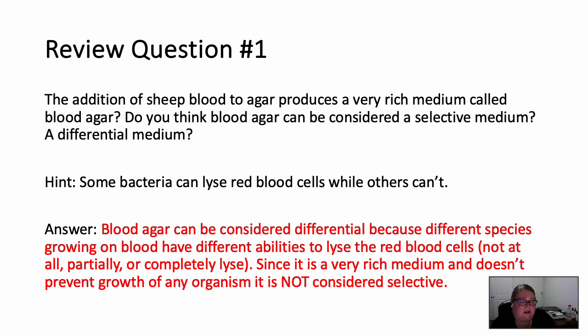Okay, so the blood agar is differential because we can grow different species on it, because different species have different abilities to lyse red blood cells. Some can partially lyse, some can completely lyse, and some can't lyse them at all.